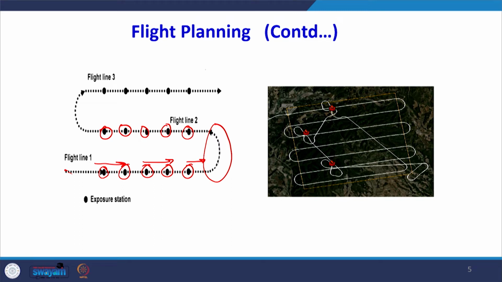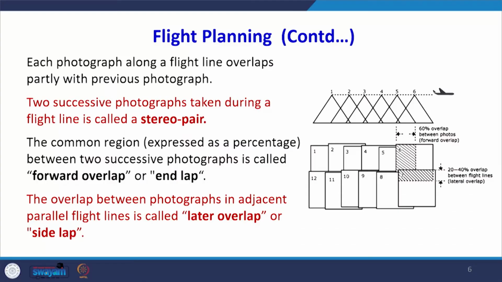The diagram shows how the aircraft will move along the flight lines in a zigzag manner. Each photograph along a flight line will have an overlap with the previous photograph. That means 2 consecutive photographs will have an overlap. One can see in the top image photograph number 1 and photograph number 2, and this is the overlap between the 2 photographs. Likewise, the aircraft moves in the forward direction, maintaining the overlap.